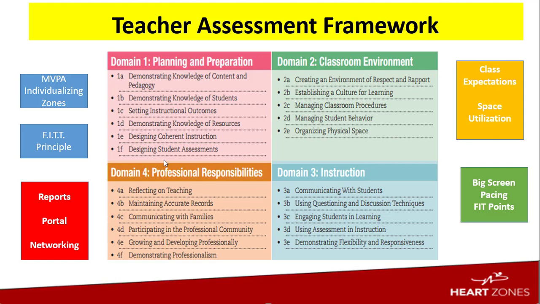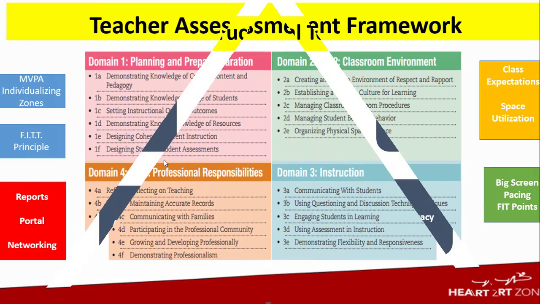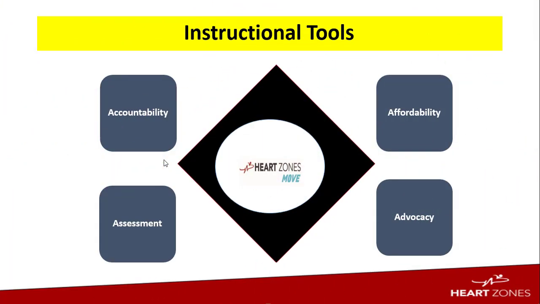But best of all, you can reflect on teaching utilizing a metric that cuts across fitness, standard 3, standard 4, which is personal, social, or social emotional literacy, and 5, which is social emotional literacy in the community. Heart Zones Move provides you a tool that allows you to be accountable, allows you to provide assessment, it's affordable, and it provides a form of advocacy.